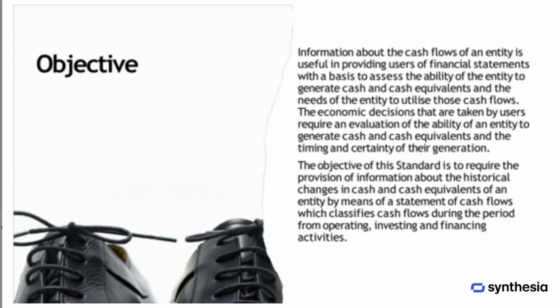The objective of IAS 7 is to provide information about an entity's cash flows, which is crucial for users of financial statements to assess the entity's ability to generate cash and cash equivalents, as well as its needs to utilize those flows. The economic decisions made by users depend on evaluating not only the entity's capacity to generate cash, but also the timing and certainty of that cash generation.